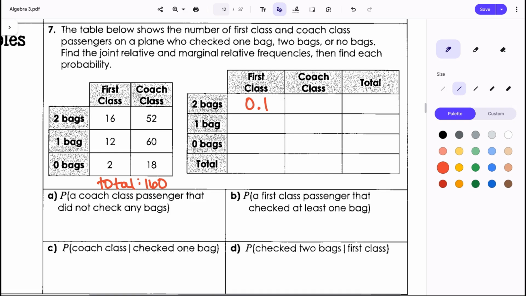That's going to go in that corresponding box. I'm going to keep doing this with all the other ones. I'm going to take 52 and divide by 160, 12 divided by 160, 60 divided by 160, and so on, so that I fill in all of those boxes. Now you guys can do that. I've already done it, so I'm going to fill in my chart. But if you maybe want to check a couple to make sure that you're typing it in correctly and you're getting the same answers as me, you can.